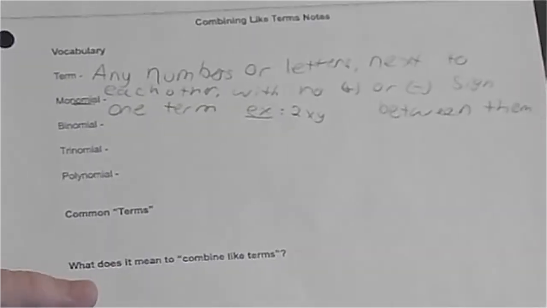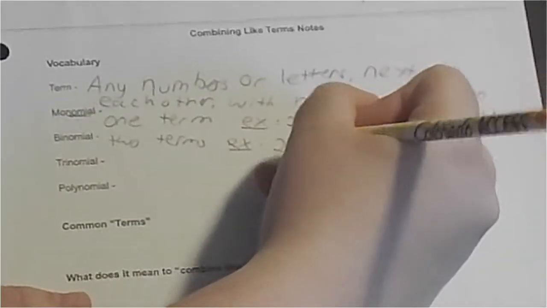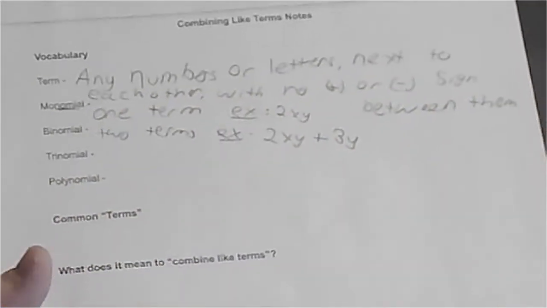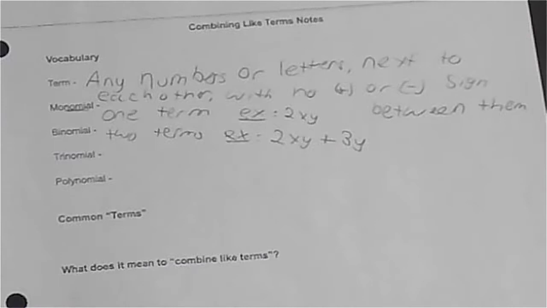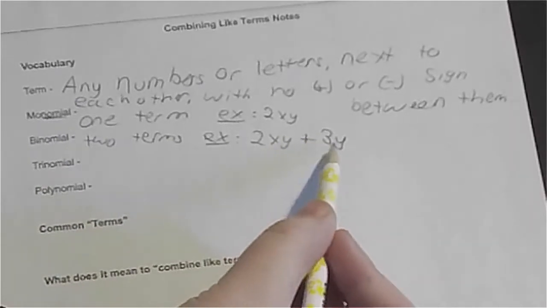The next word is called binomial. Bi means two, so that's two terms. For example, 2xy plus 3y. Now these are two different terms because here's a 2xy and the plus separates it from this 3y.